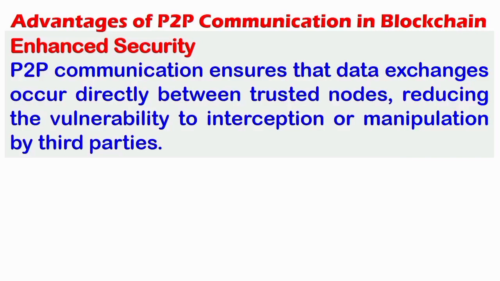Enhanced security. P2P communication ensures that data exchanges occur directly between trusted nodes, reducing the vulnerability to interception or manipulation by third parties. That is, P2P ensures direct and secure data exchanges among trusted nodes, lowering the chances of third party interference or manipulation. Okay?